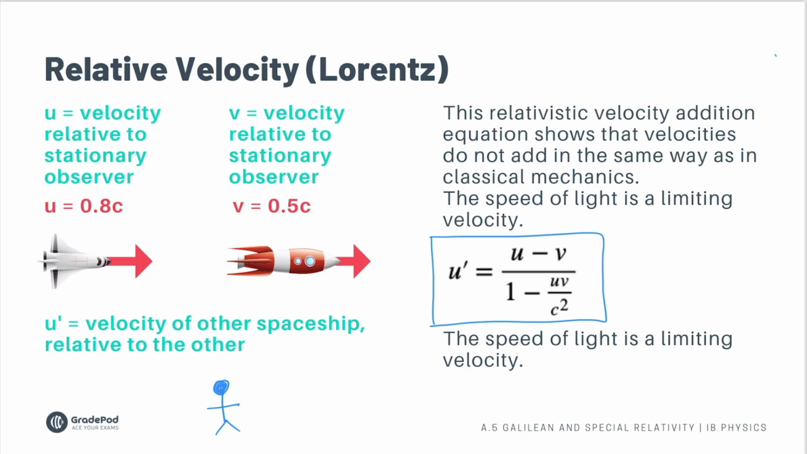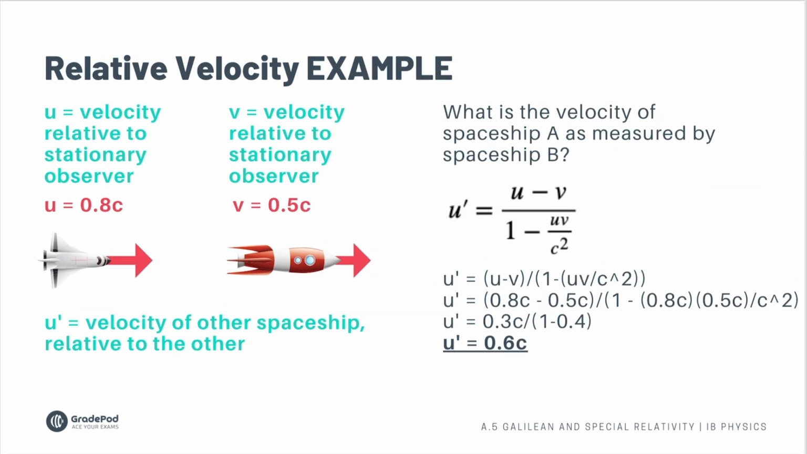And I see that rocket travelling at 0.8c. I also see this rocket here travelling at 0.5c. How fast does this rocket look to that rocket? That's the question we want to answer, and this is the equation that we want to use to solve it. So let's use that as an example.